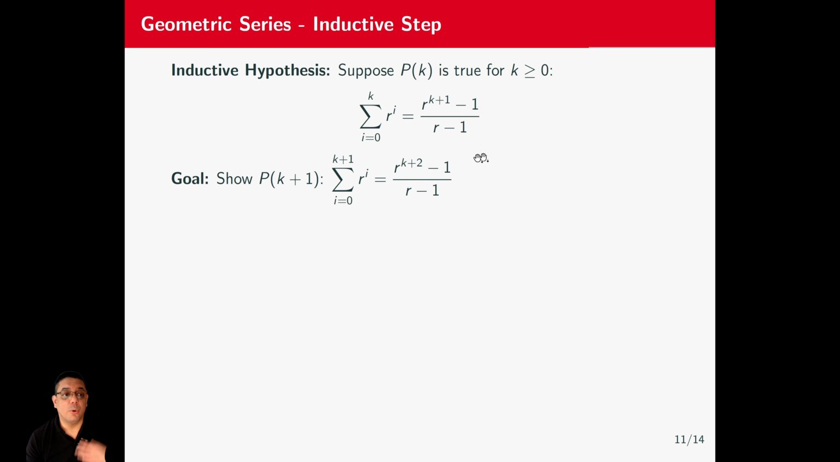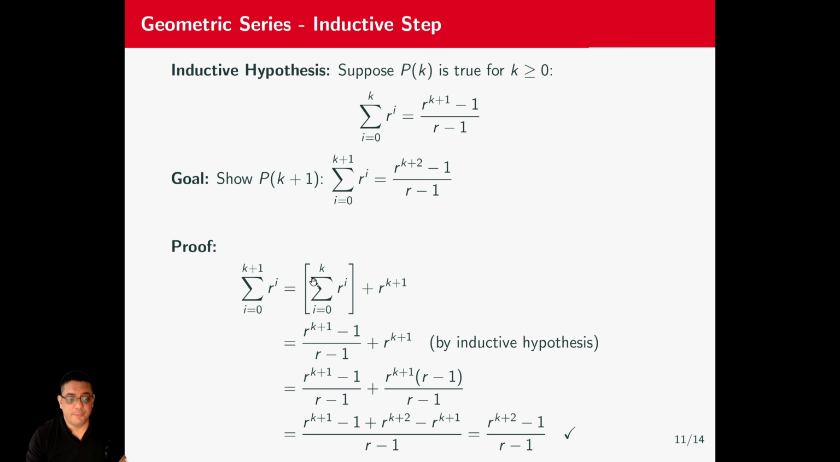What's our goal? Our goal is to show P of k plus 1. So we want to prove that the sum from i equals 0 to k plus 1 of r to the i is r to the k plus 2 minus 1, divided by r minus 1. Notice that this is just like replacing k by k plus 1 in the formula. That's what we want to prove: that the formula keeps working out. It's always the same regardless of the n that I'm using.